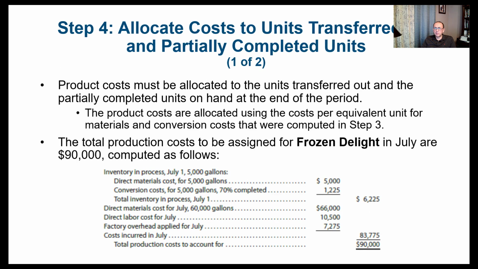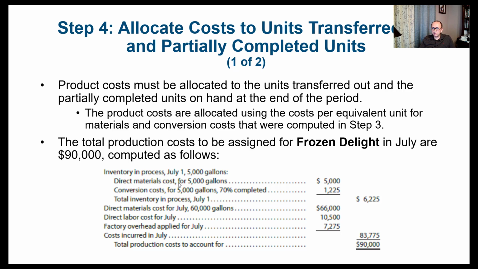Let's see step number 4, where we allocate the cost to units transferred out and partially completed units. Product costs must be allocated to the units transferred out and the partially completed units on hand at the end of the period. The product costs are allocated using the cost per equivalent unit for material and conversion costs that were computed in the previous step, which is step number 3. So the total production cost to be assigned for Frozen Delight in July is $90,000, computed as follows.